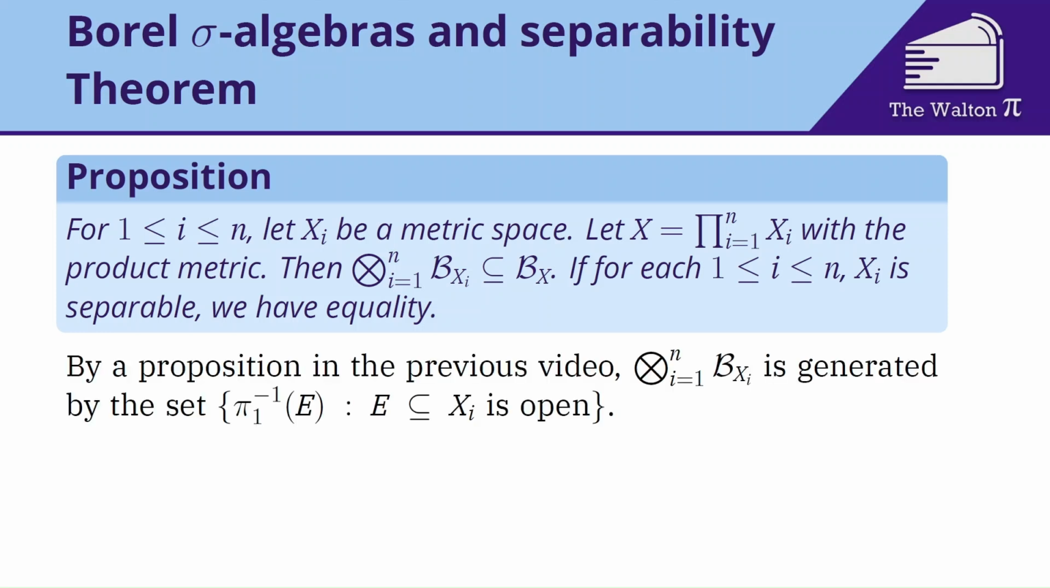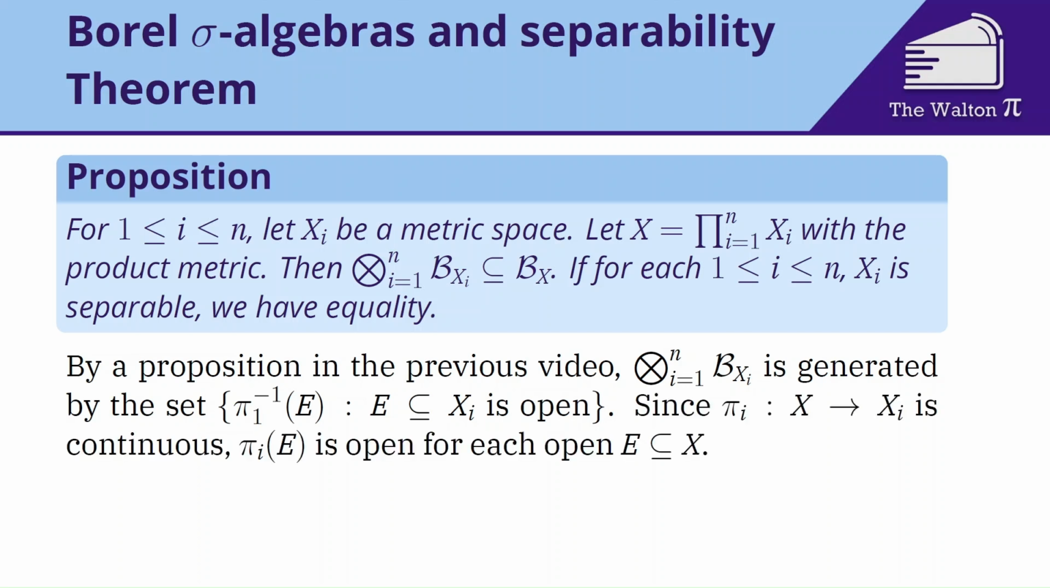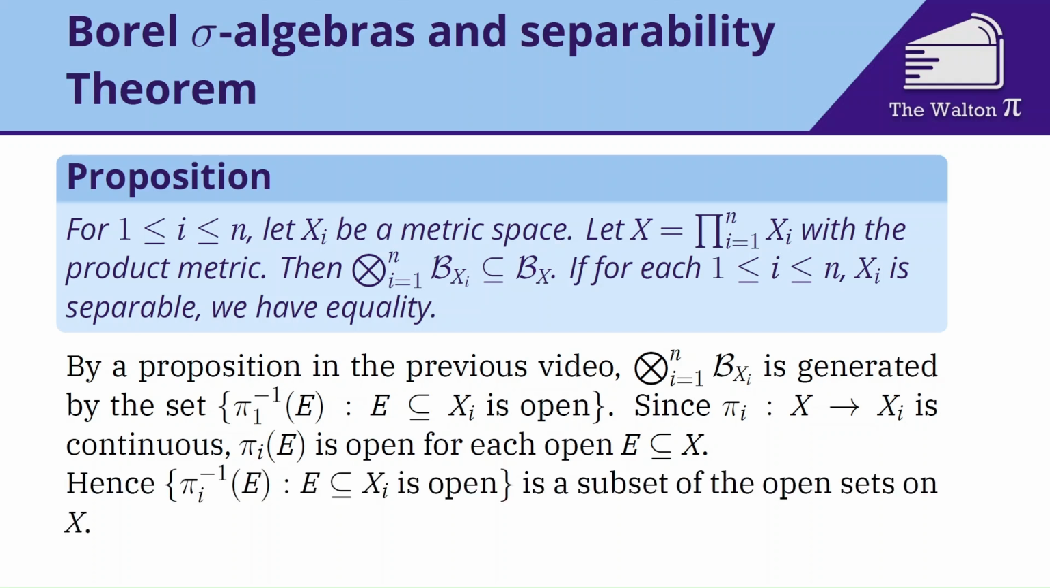So let's go through the proof. By a proposition in the previous video, the product of the Borel sigma-algebras of Xi is generated by the set of pre-images of open sets in our Xi's, because the collection of open sets is an elementary family. Since the projection map from X to Xi is continuous, pi_i^{-1}(E) is going to be open for every open E in Xi. So that tells us that the pre-image of our open sets is going to be a subset of all open sets on our big set X.